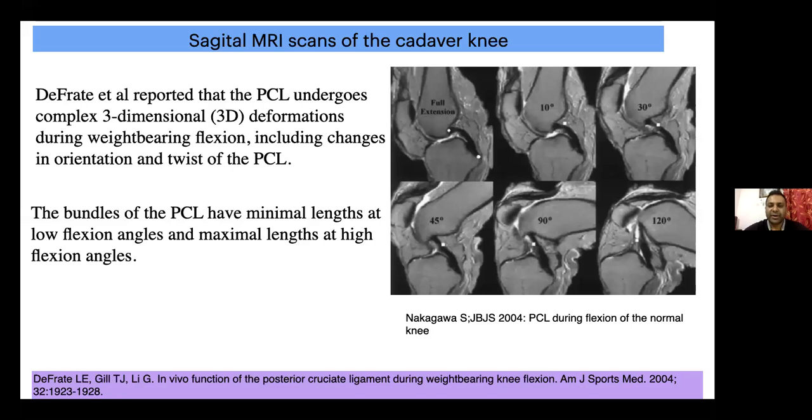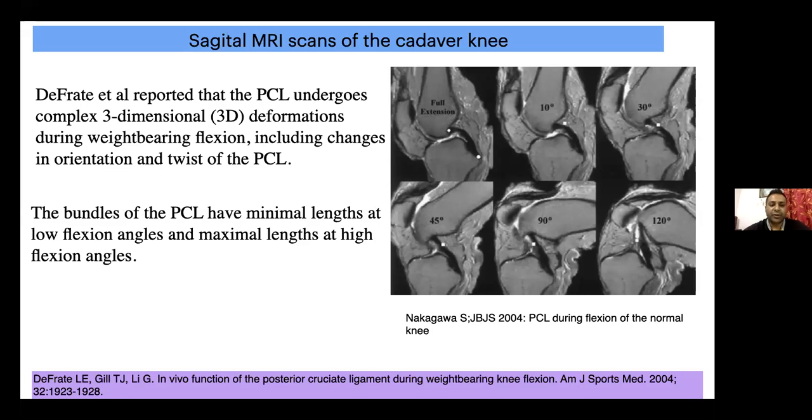In the sagittal section of the MRI of the knee, when the knee is in full extension, the PCL has a slightly curved orientation. As the knee flexes, we can see that the orientation of the PCL changes and becomes more vertical. And when the knee is in deep flexion, beyond 20 degrees, the orientation of the PCL is more vertical than when the knee is fully extended.